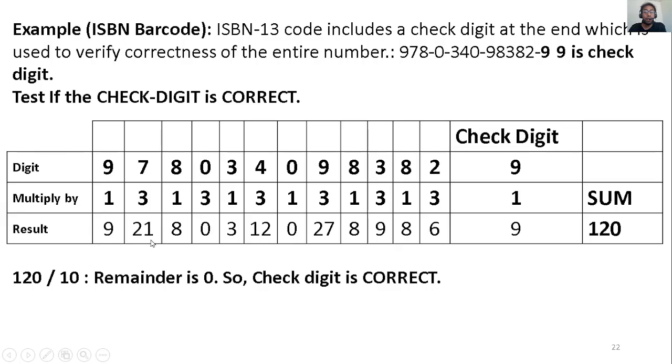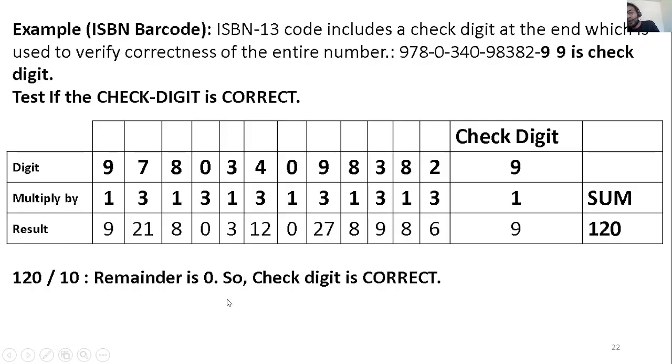What we have done is just calculate the total result, including the check digit as well. We have included the check digit and multiplied it by 1, and now we are adding all these numbers, and we get the answer 120. Once we get the result as 120, if we divide it by 10, we get the remainder as 0.